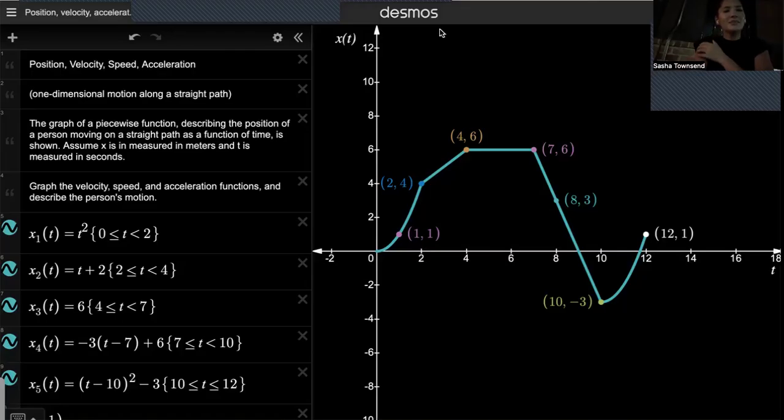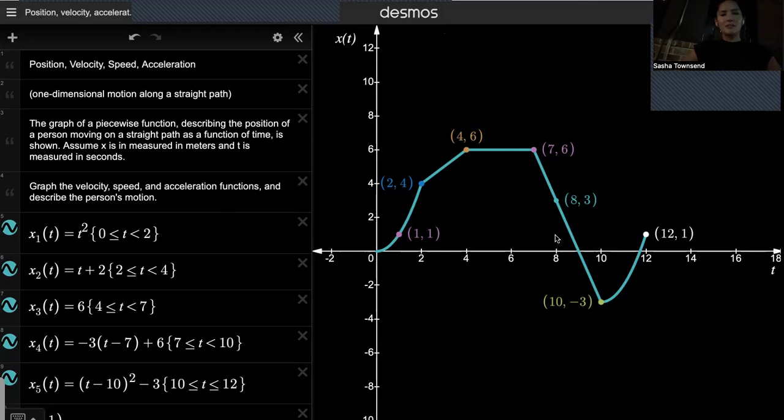In this video, we discuss velocity, speed, and acceleration for one-dimensional motion along a straight path. Let's say we've got a particle or a person moving back and forth along an x-axis. Well, the person's position as a function of time could be given by a graph that looks a little bit like this. And this is actually a very common quiz question.